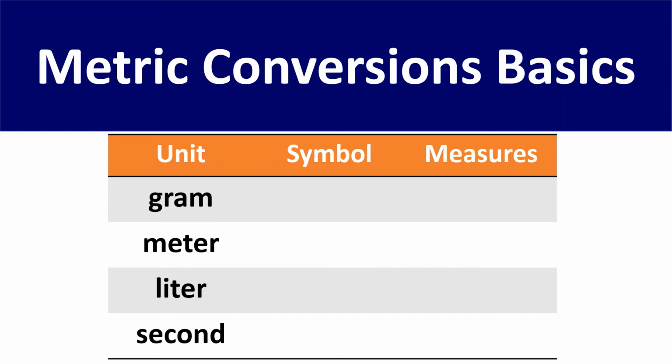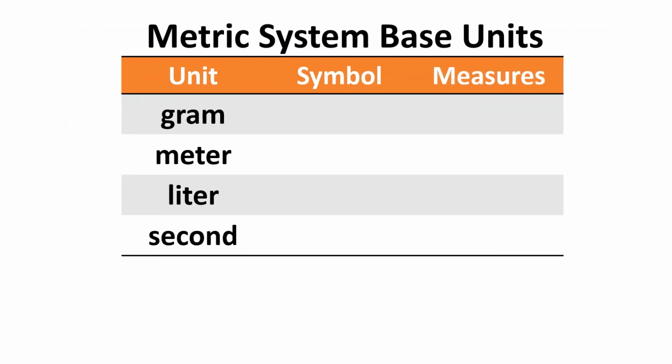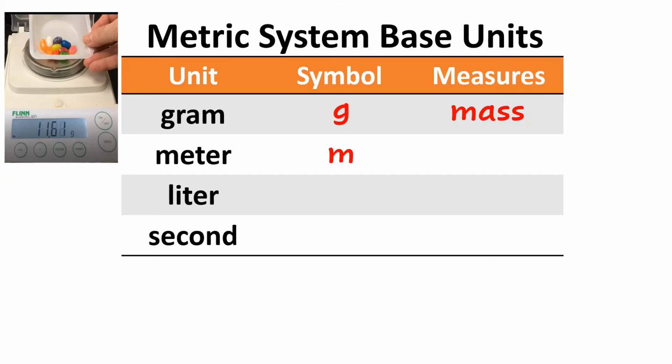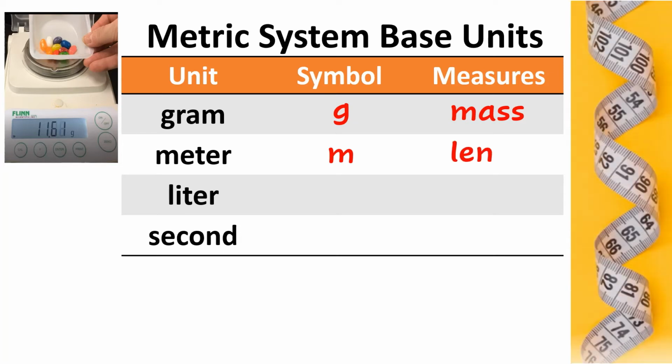This video will provide a brief overview of the metric system and an easy way to convert between its units. The metric system has four main base units. Gram has the symbol G and measures mass. Meter has the symbol M and measures length.